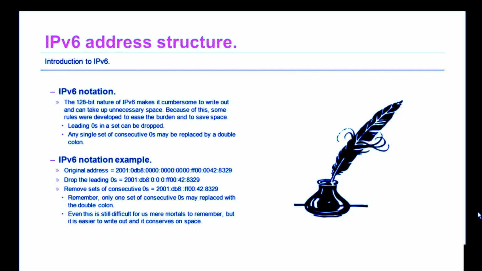The thing to really remember about IPv6 is that only a single set of consecutive zeros may be replaced with the double colon. Why is that? Well, because if you could do it more than once, how would routers and other devices know how many zeros to pad in there? Even with this ability to shorten it, it's still difficult for us to remember IPv6 addresses, but it is still easier to write out, and it still conserves space within systems.